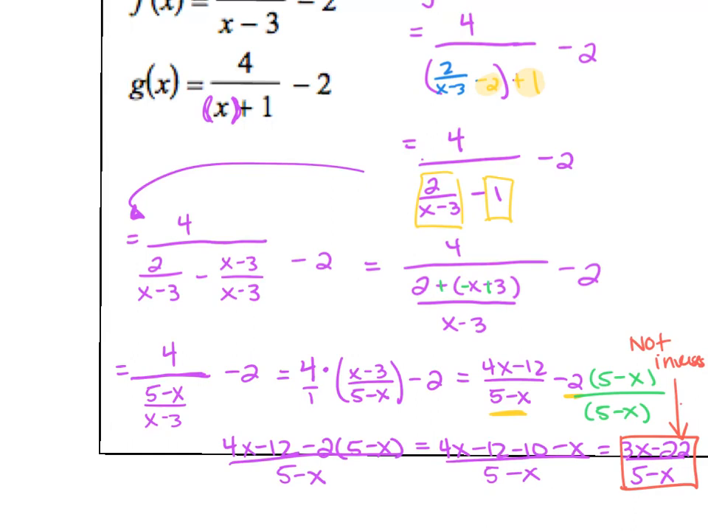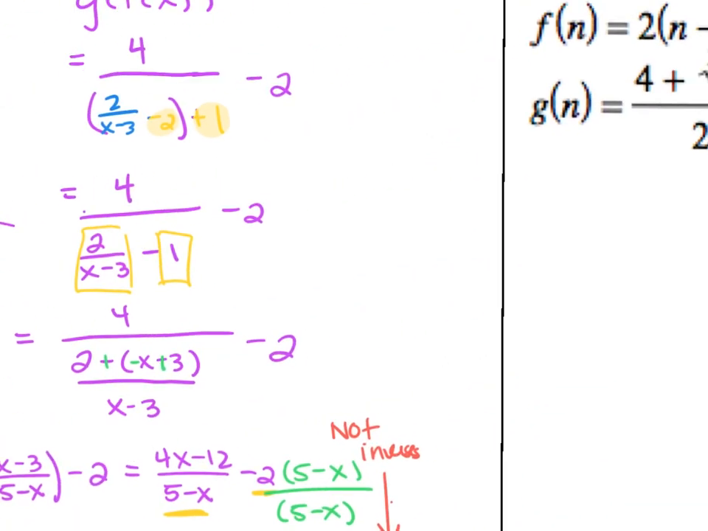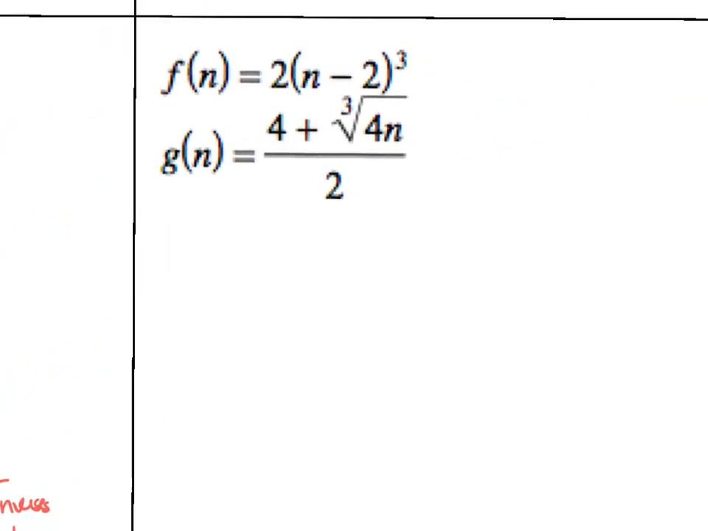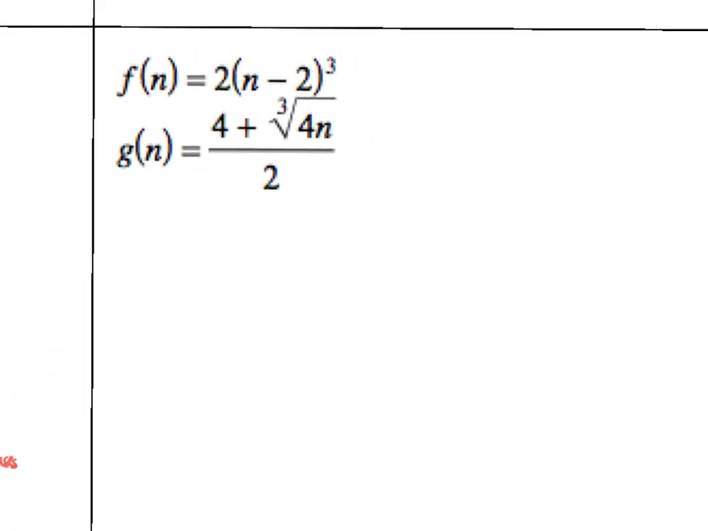All right, one more that I said we would do that we have not gotten to yet. Here's our last one. So the first thing I'm gonna do, I'm looking at this and I'm thinking, which one do I want to do? I think I'm gonna do f of g of n. That's what I'm going with.